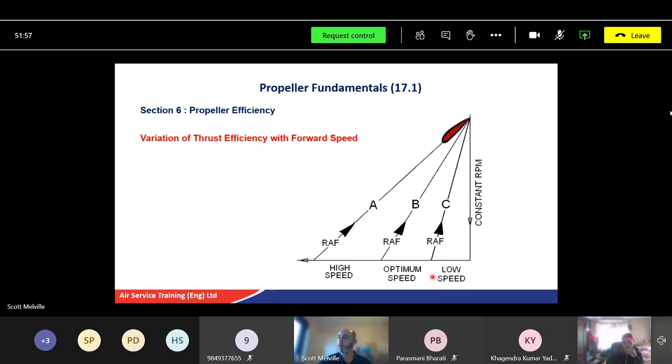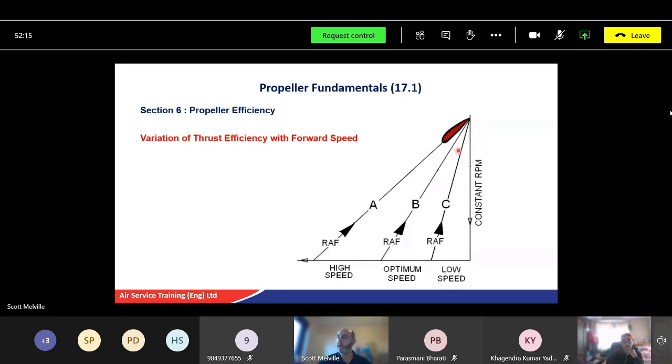So looking at that, there's a little graph showing you what's going on. At low speed, relative airflow coming in, the angle of attack is quite high. So at low speed, it's getting there. It's maybe not quite efficient. It's quite a lot of thrust, but not quite as efficient.